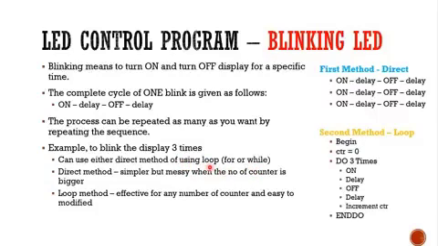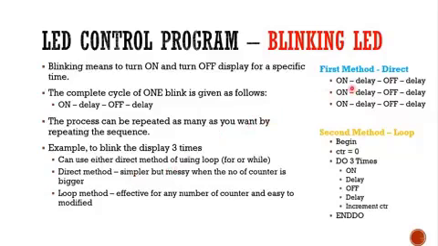So loop or while is a continuous looping because we want to repeat the whole process 3 times. We can use the direct method, simple but messy. Why? Because that one you will see later. And then the loop method is more effective than the first method and easy to modify. But with the direct method, if you want to modify, you need to modify the whole program.